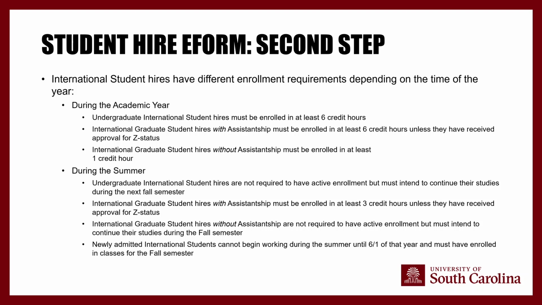International graduate student hires without assistantship during the academic year must be enrolled in at least 1 credit hour. During the summertime, undergraduate international student hires are not required to have active enrollment, but must intend to continue their studies during the next fall semester. International graduate student hires with assistantship must be enrolled in at least 3 credit hours unless they have received approval for Z status. International graduate student hires without assistantship are not required to have active enrollment, but must intend to continue their studies during the fall semester. Newly admitted international students cannot begin working during the summer until June 1st of that year and must have enrolled in classes for the fall semester.